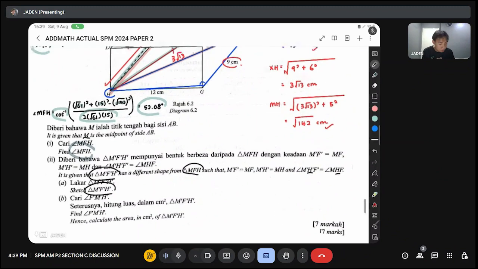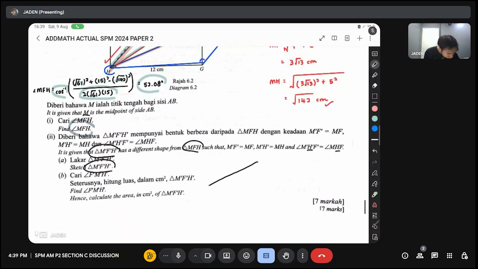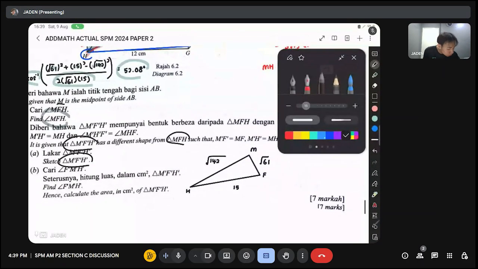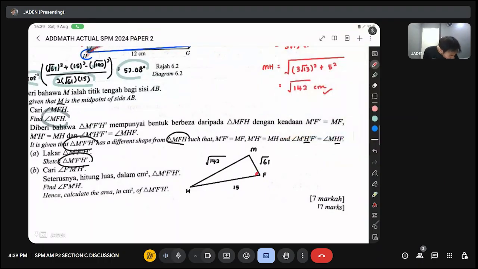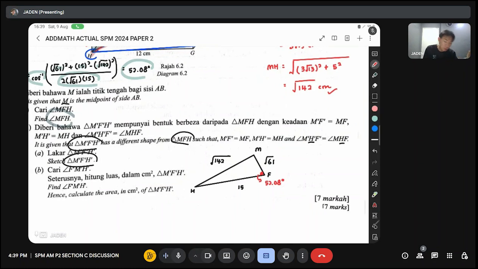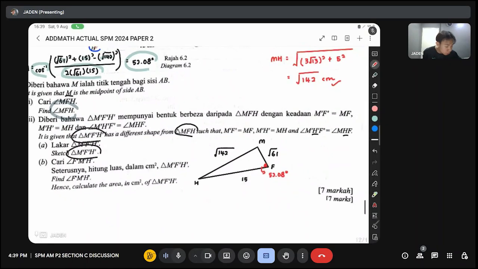So if I put down the triangle here, okay, I just recreate it. This is your M, this is your F, and this is H, right? And then we have √61 here, 15, and √142. We also just found the angle here, right? The angle over here, 52.08.